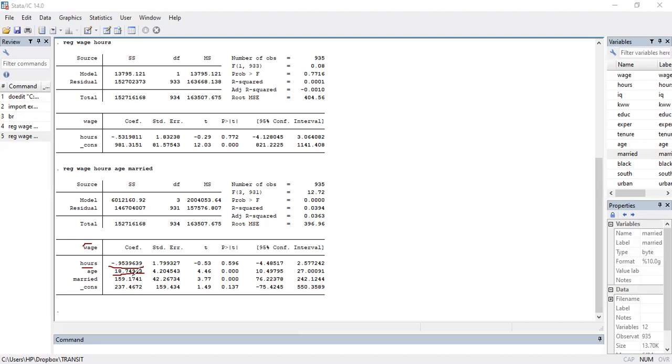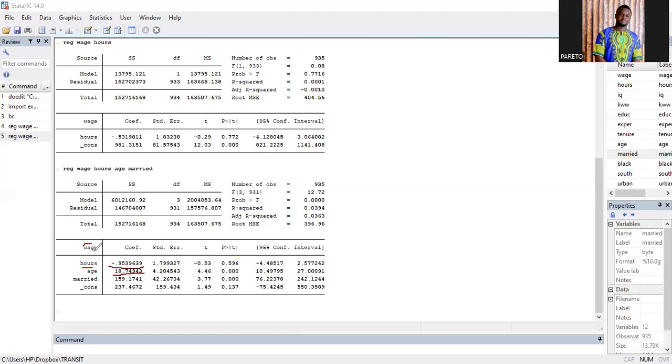Please explain the -1. Which one? The negative. Yes, the negative means that the independent variable moves in the opposite direction to the dependent variable. So here, hours of work has that negative coefficient. What this means is that if hours of work increases by 1, then wage would decrease by 0.95.